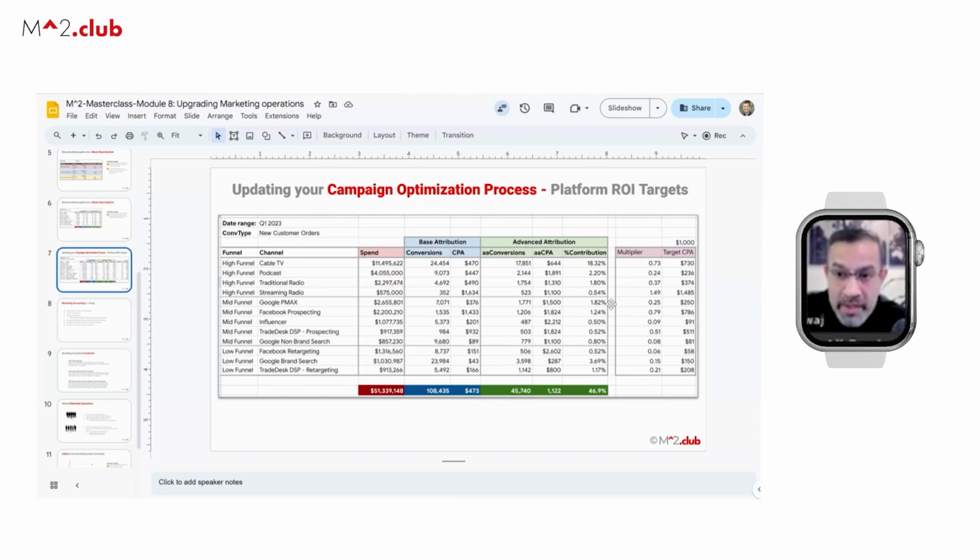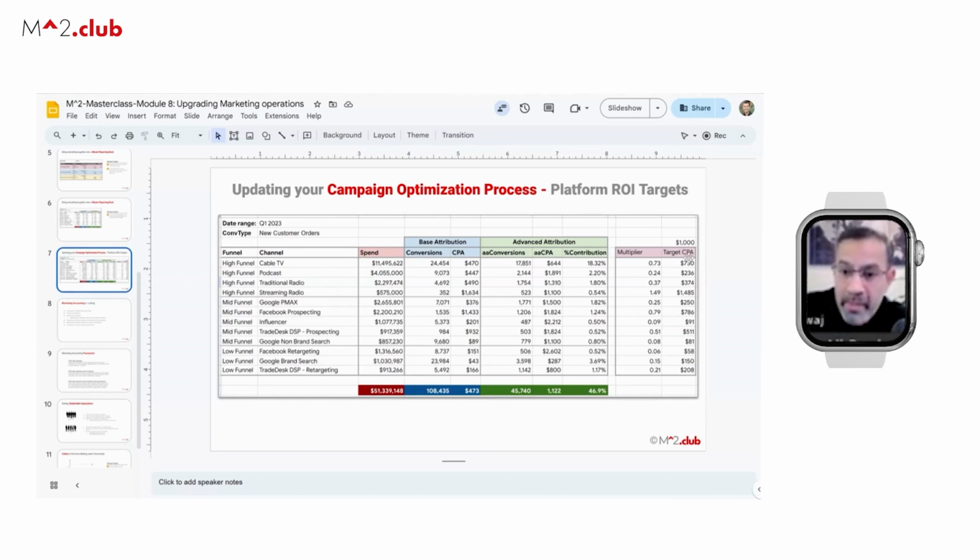Okay. The beautiful thing about this is that now you can calculate a multiplier. This multiplier is very straightforward. Advanced attribution divided by base attribution gives you a multiplier. So if you had a target, in this particular case CPA, you can now translate the CPA into a platform target. What should I bid in search? What should I bid in Facebook?